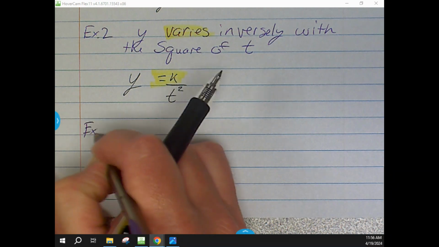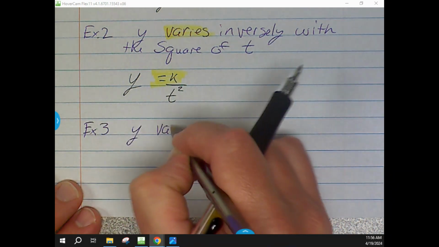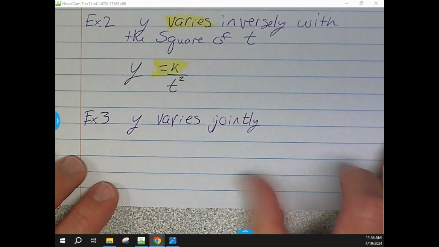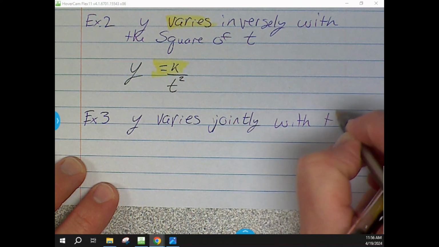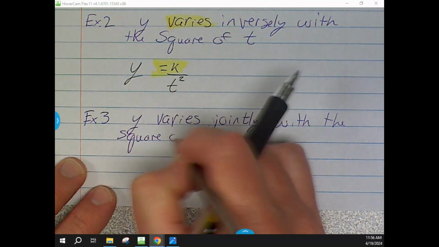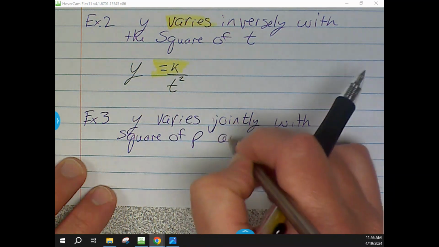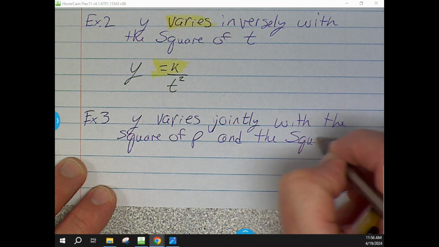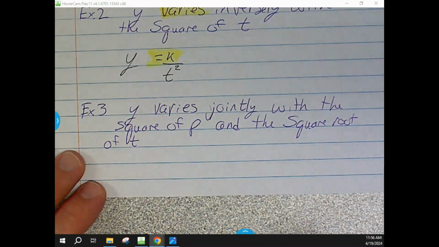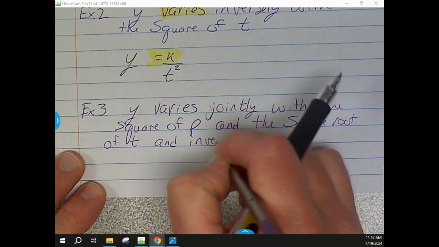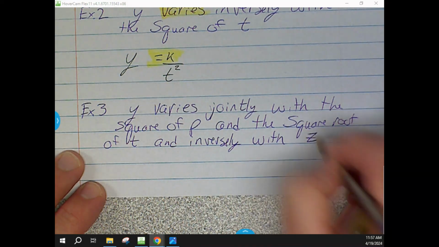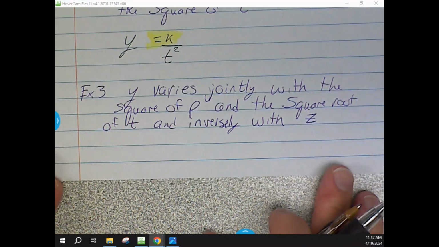All right, and then one more. Okay, so we're going to do y varies jointly with the square of p and the square root of t. And then inversely with z. All right, I'll give everybody a second to write that down.